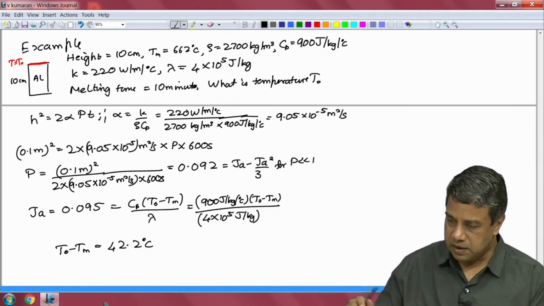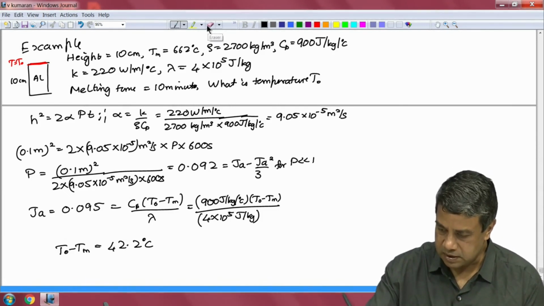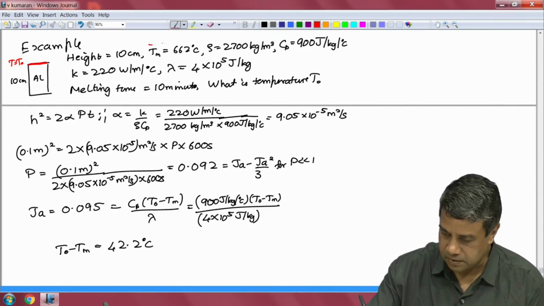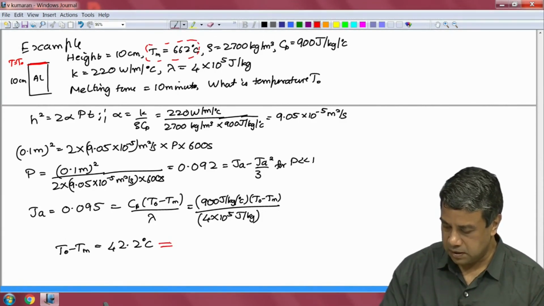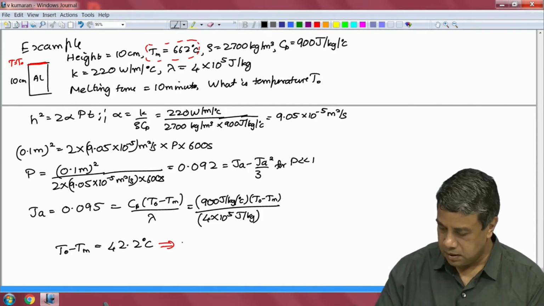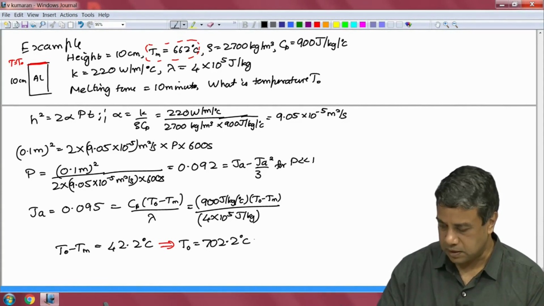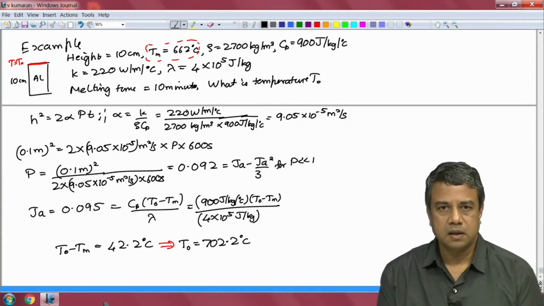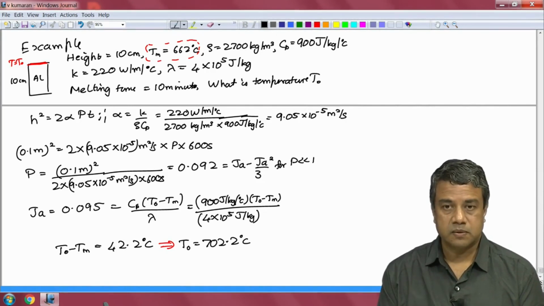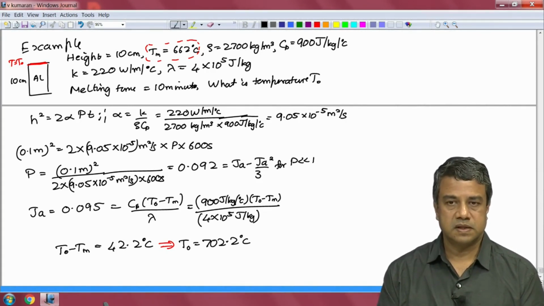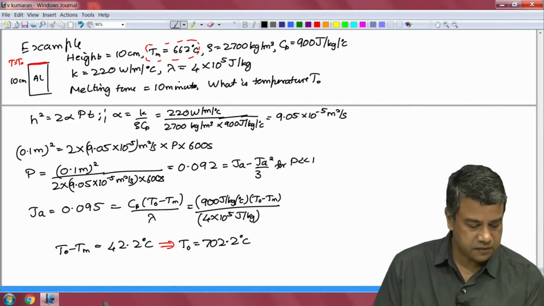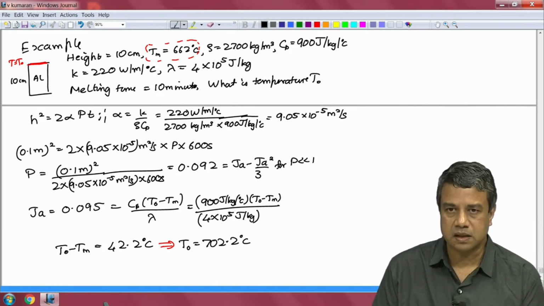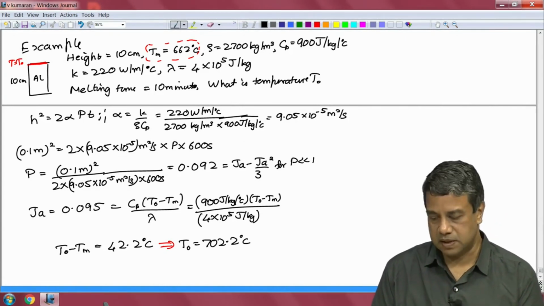And we know that the melting temperature for aluminum is equal to 662. This implies that T0 is equal to 702.2 degrees centigrade. So, this is the temperature at which I have to maintain that heated surface in such a way that the entire aluminum, to an extent of 10 centimeters, gets melted within a period of 10 minutes. So, that is the solution.